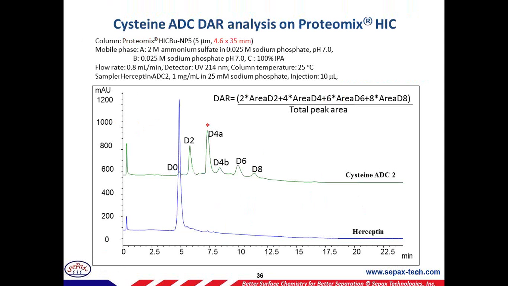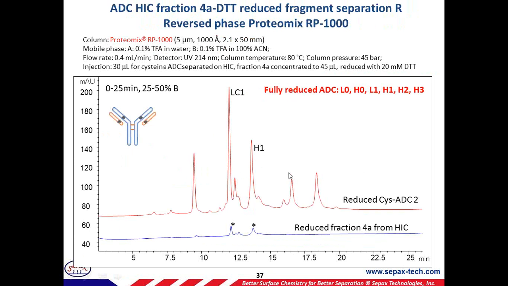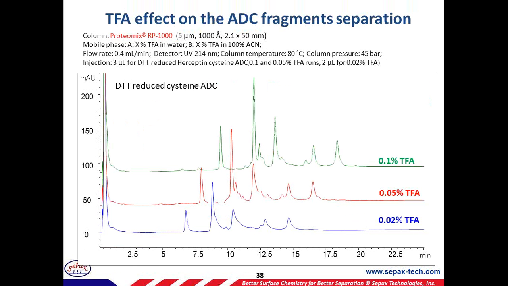What you can do is have the first dimension as a HIC, and then use reverse phase as the second dimension, using a heart cut to introduce the fractions into the reverse phase. However, it's not reduced, so you will be getting all the other different combinations of subunits connected with the disulfides if they're not reduced. All right.